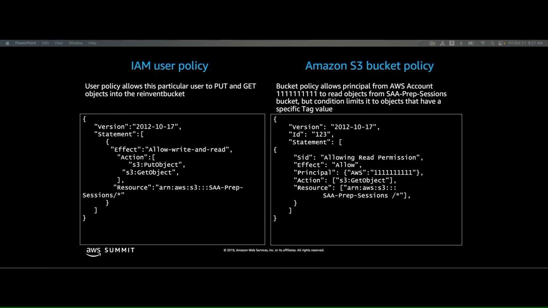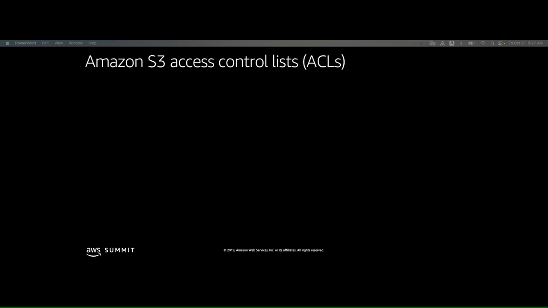Now, let's talk a little bit about the access control list. As a general rule, AWS recommends using S3 bucket policies or IAM policies for access control. S3 ACLs are a legacy access control mechanism that predates IAM. However, if you're already using S3 ACLs and you find them sufficient, there's no need to change. You can continue using S3 ACLs.